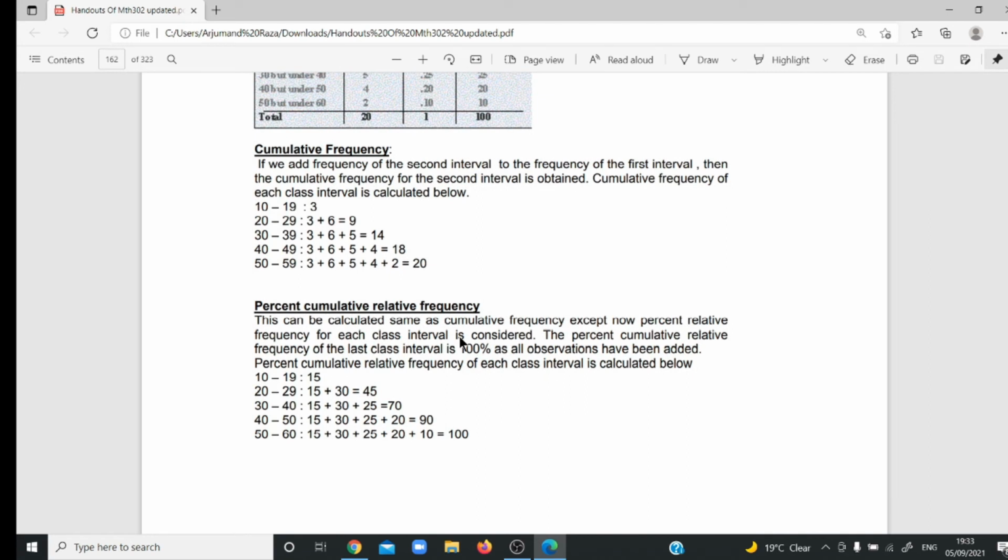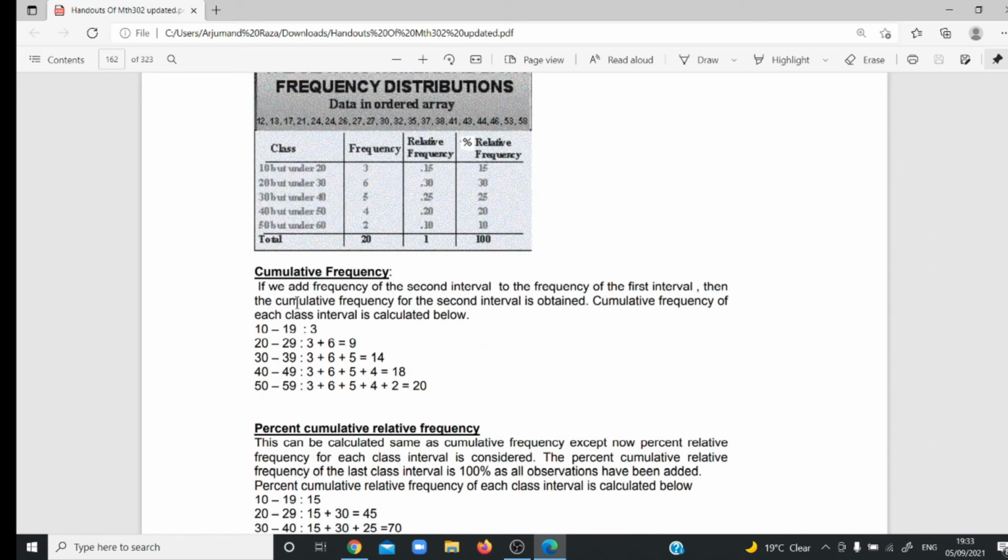Okay, for cumulative frequency, what does the word cumulative mean? Cumulative means that you have to add this one and this one together, or this one and this one together. So the first one will stay the same in cumulative frequency, so it will be 0.15. But for this one, you will just add 3 plus 6. For the third one, you will add 3 plus 6 plus 5, the fourth one will be 3 plus 6 plus 5 plus 4, and for the fifth one you will add 3 plus 6 plus 5 plus 4 plus 2.